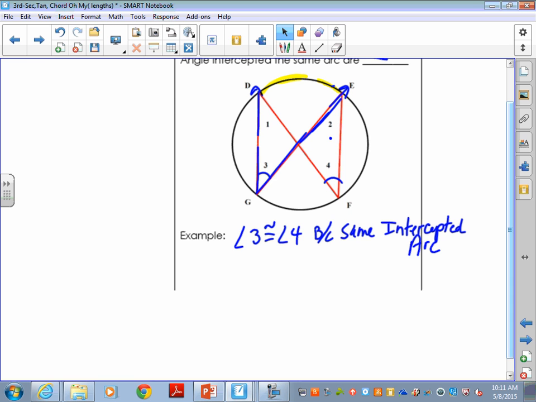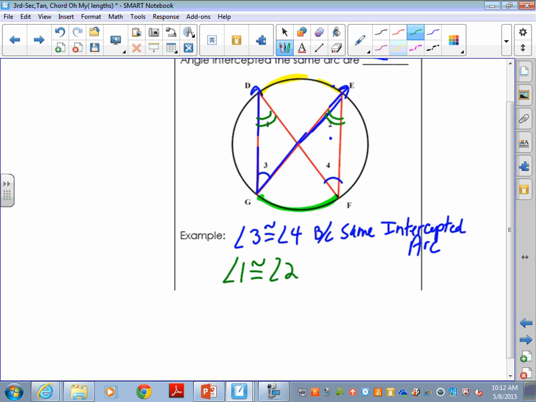So now look at angle 1. Okay, angle 1. What is the intercepted arc with angle 1? GF. All right. So highlighting GF. That's the intercepted arc. Does any other angle have that intercepted arc? Yeah, angle 2 has the same intercepted arc. So what do I know about angle 1 and 2? Yeah, they're going to be congruent. So angle 1 is going to be congruent to angle 2 because they have the same intercepted arc.